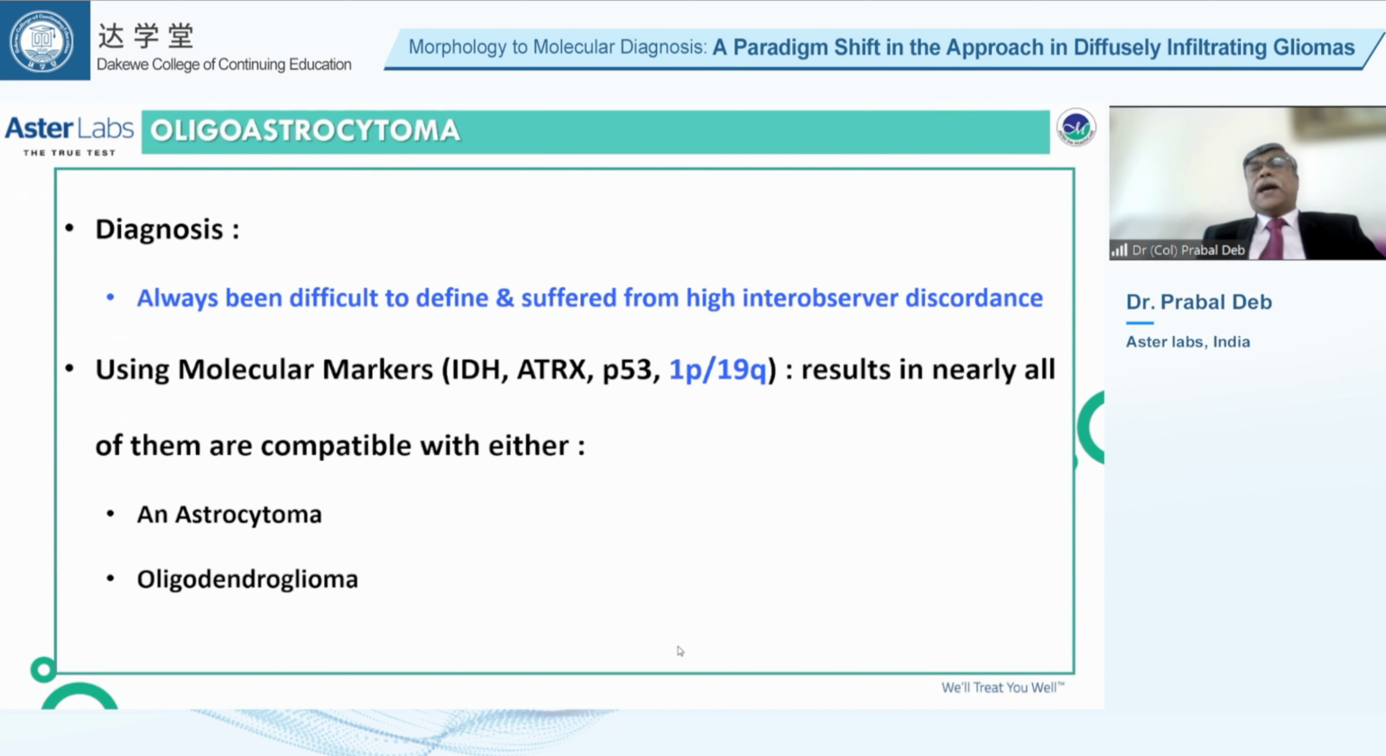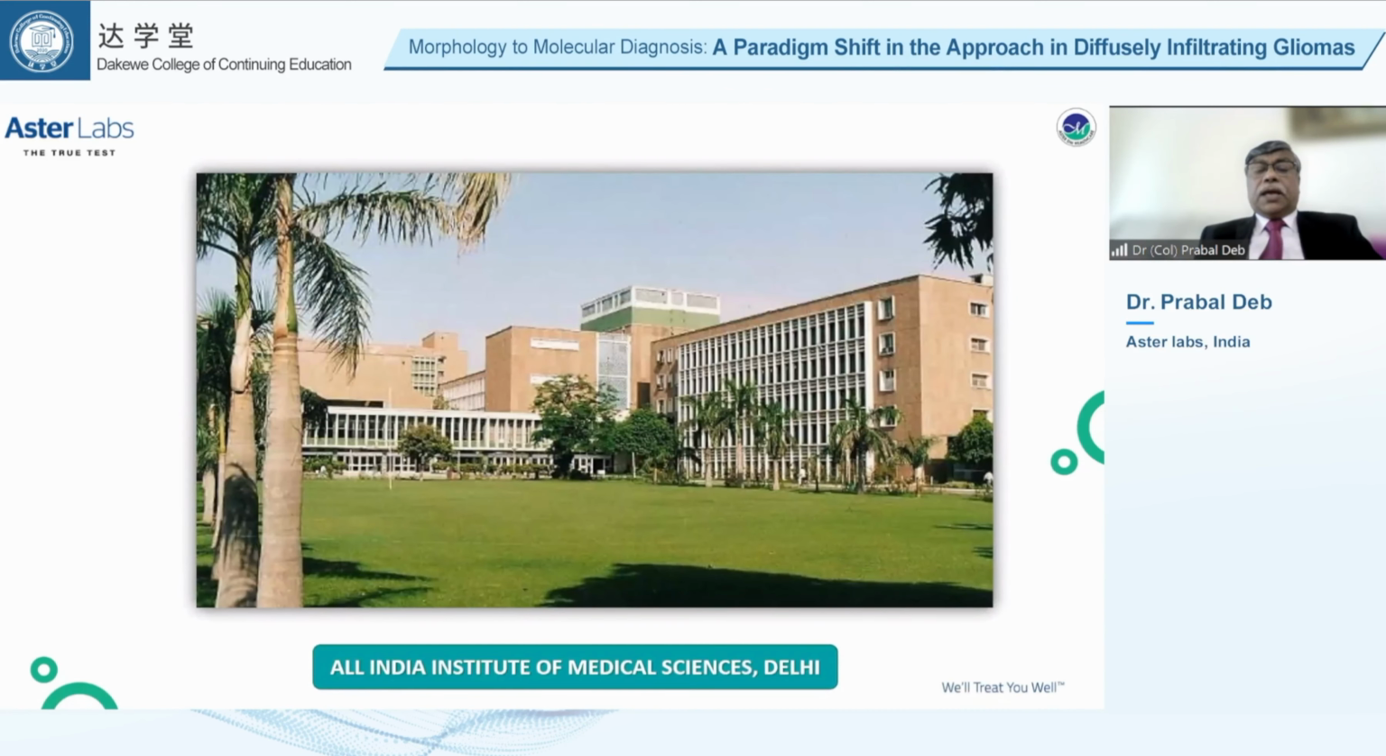Now, oligoastrocytoma is an entity always difficult to define, has high inter-observer discordance, and although we try to use the IDH, ATRX, P53, and 1p19q panel of these markers, most of the time they are compatible either with an astrocytic tumor or an oligodendroglial neoplasm. So the entity itself is a bit controversial.